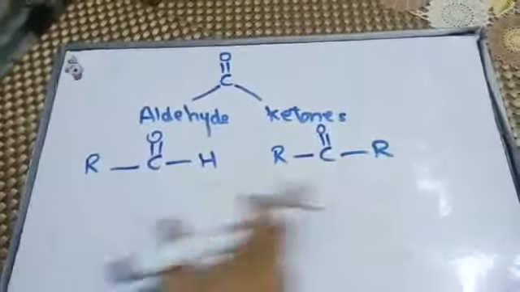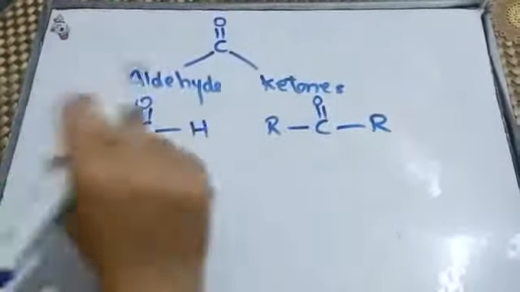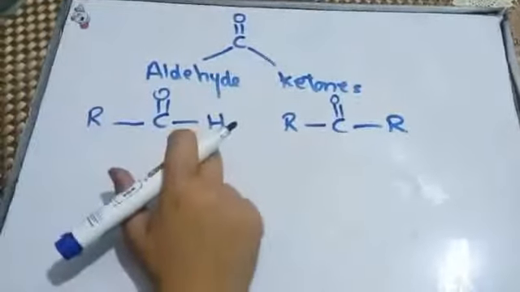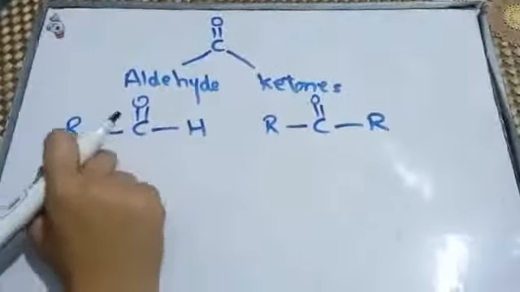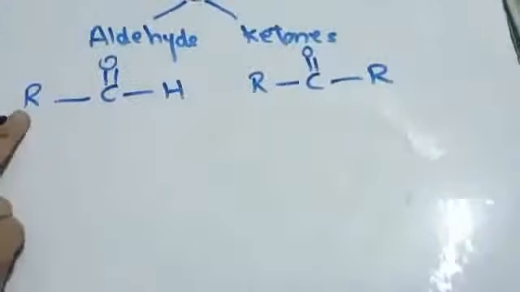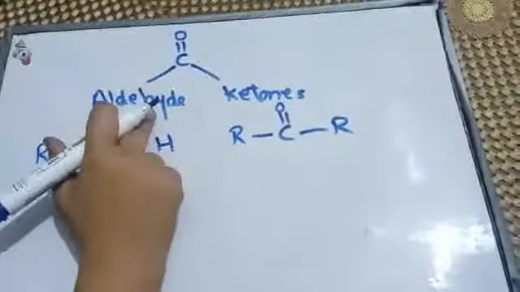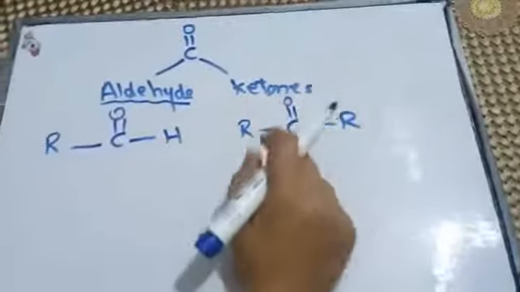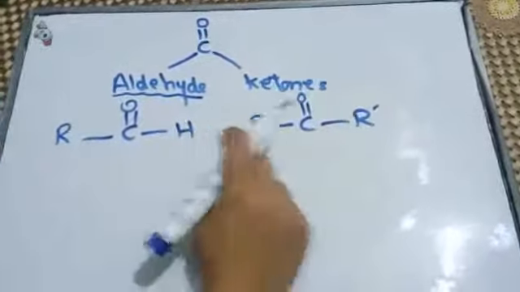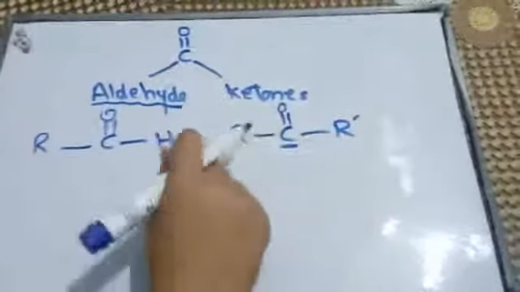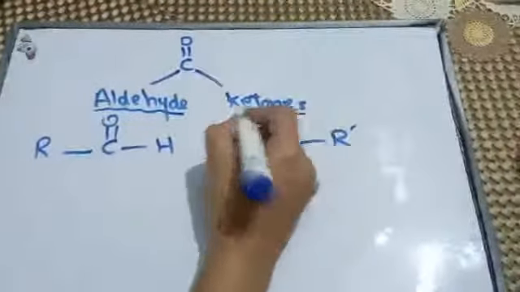So both of these groups are formed by the carbonyl group. If we are having hydrogen on one side of the carbonyl group and alkyl radical on the other side, then the functional group is known as the aldehyde. And if we are having alkyl radical on both sides of the carbonyl group, then the functional group is known as the ketone.